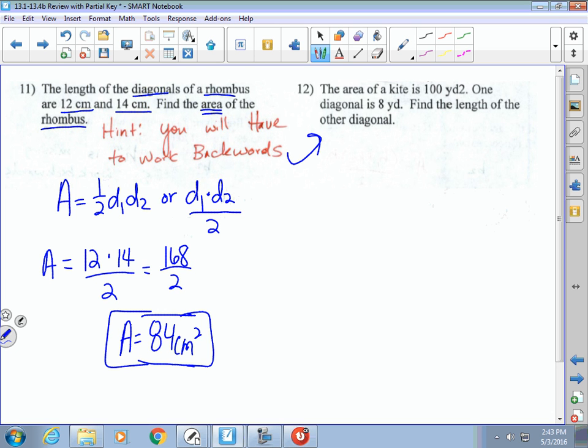And then on 12, this is the one we have to work backwards. So the area of the kite is 100 yards squared. One diagonal is 8 yards. We know the area. Find the length of the other diagonal. So we're trying to find the other diagonal.